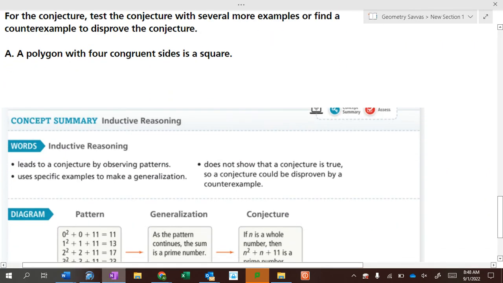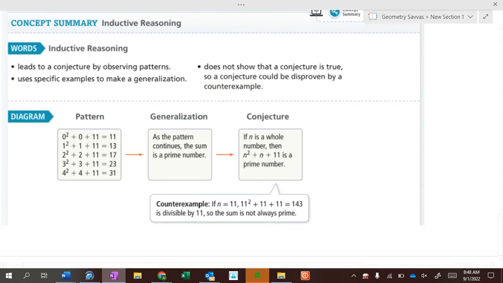All right. So what we did today is worked with inductive reasoning. We looked at patterns, we made a generalization in our head, and then we came up with a conjecture. What happens each time? Now, if you come up with a counterexample to say that doesn't work, then you know your conjecture is false. Okay? So that's what we're doing.